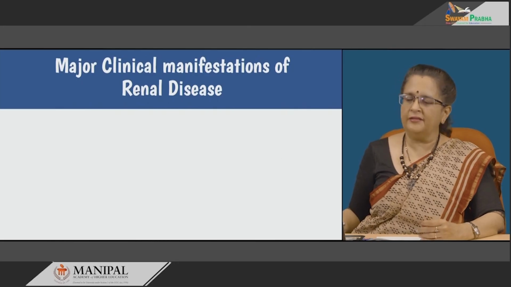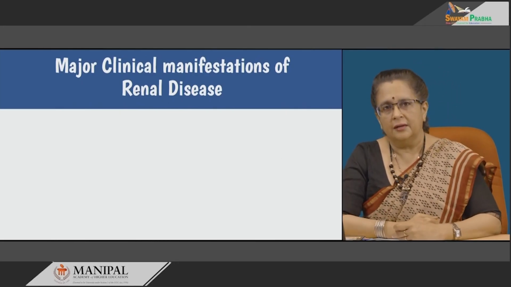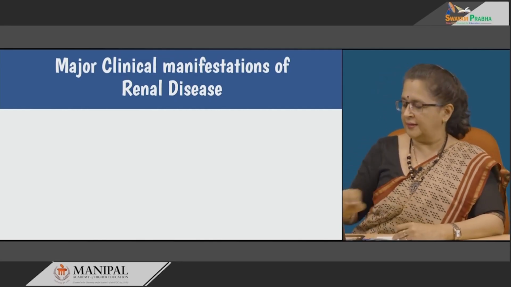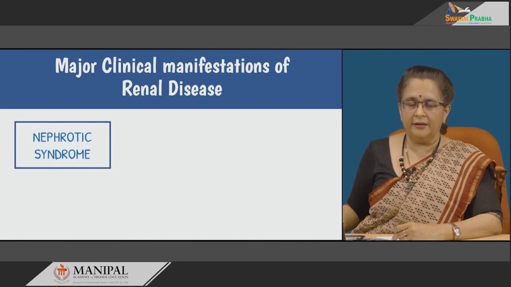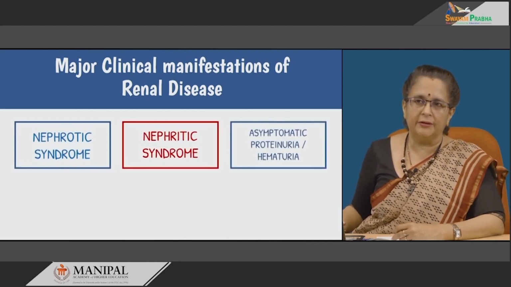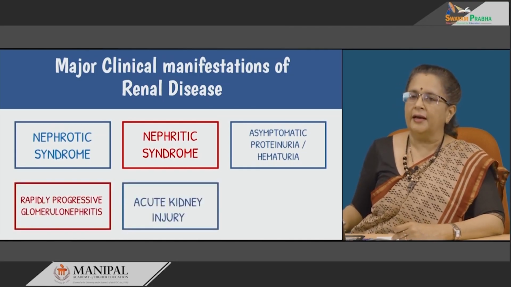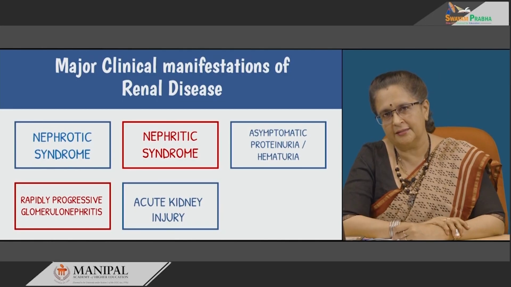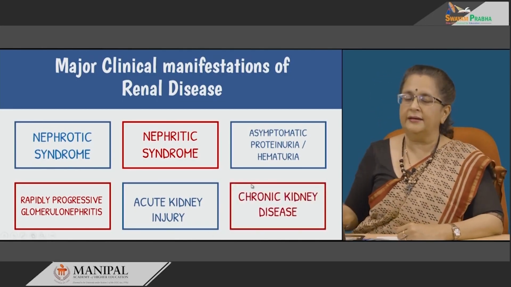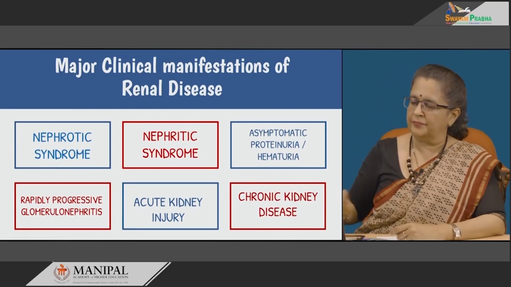So, the major manifestations are certain distinct syndromes or symptomatology comprising various biochemical abnormalities, and these include the nephrotic syndrome, the nephritic syndrome, asymptomatic proteinuria and hematuria, rapidly progressive glomerulonephritis, acute kidney injury, earlier known as acute renal failure, and chronic kidney disease, previously called chronic renal failure.